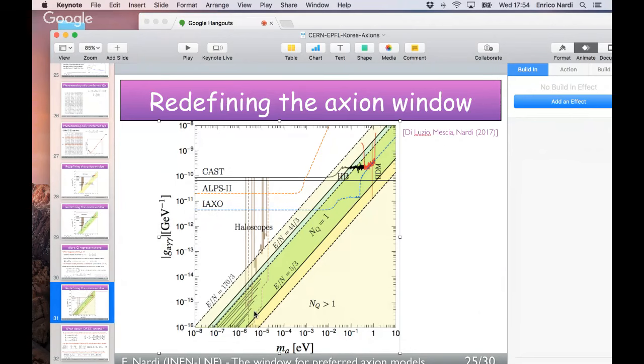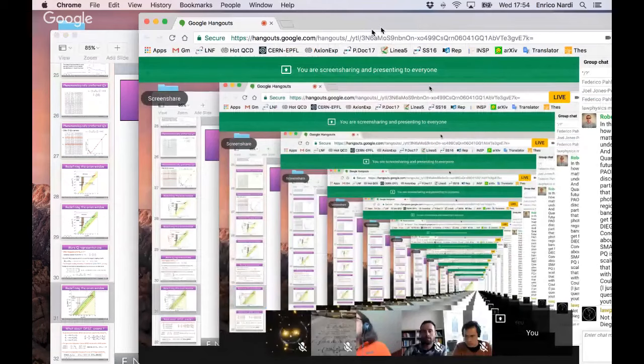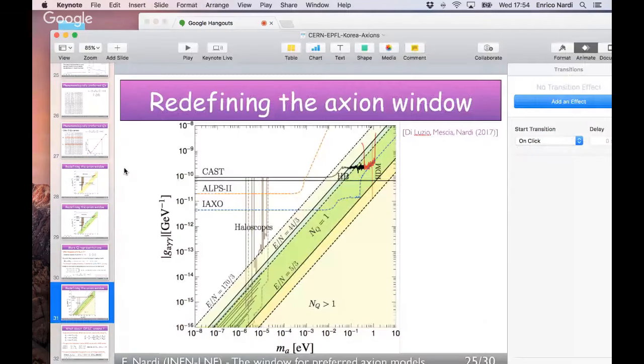Okay? Yes. So Paola has a second question. She's wondering, suppose you have a discovery of an axion-like particle in an experiment that exploits the coupling to photons and hits into the region.